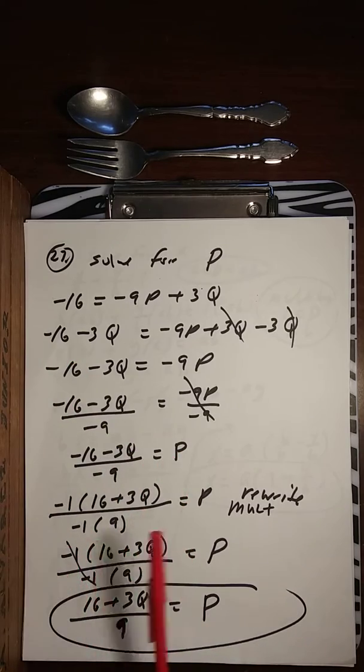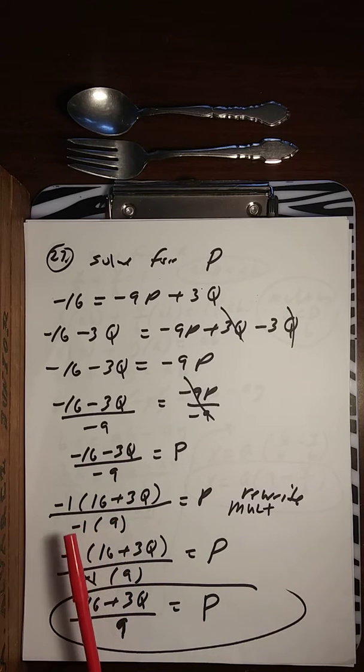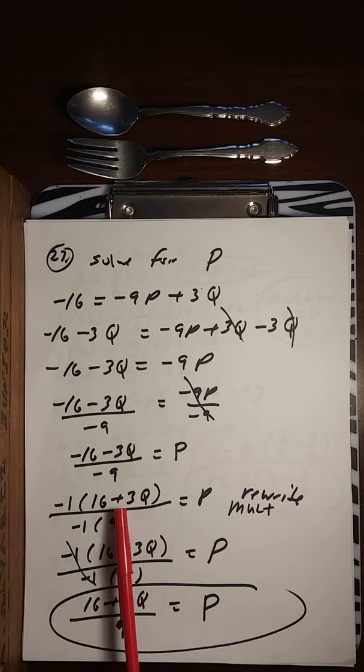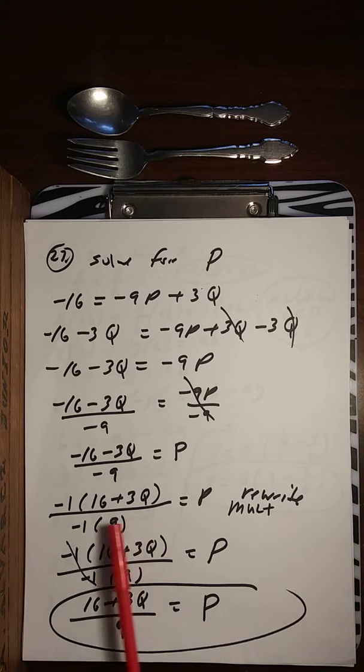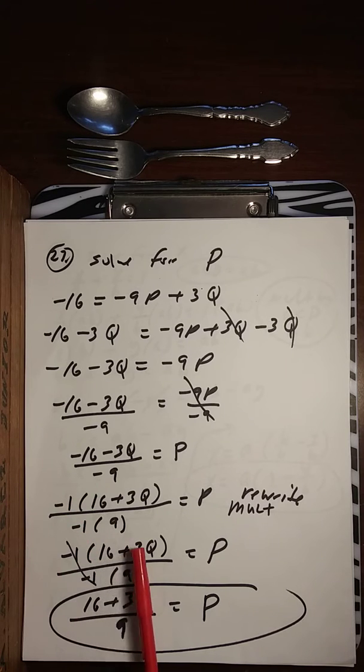But what I'm going to do is rewrite this, or factor out the negative 1, and if you multiply back, you get the same numbers. Look, negative 1 times 16 is negative 16. Negative 1 times positive 3q is negative 3q. And negative 1 times 9 is negative 9. So if you multiply the numbers, you get the same one. But the negative 1's there, they can cancel. So what's left over? 16 plus 3q over 9, and leave it like that.